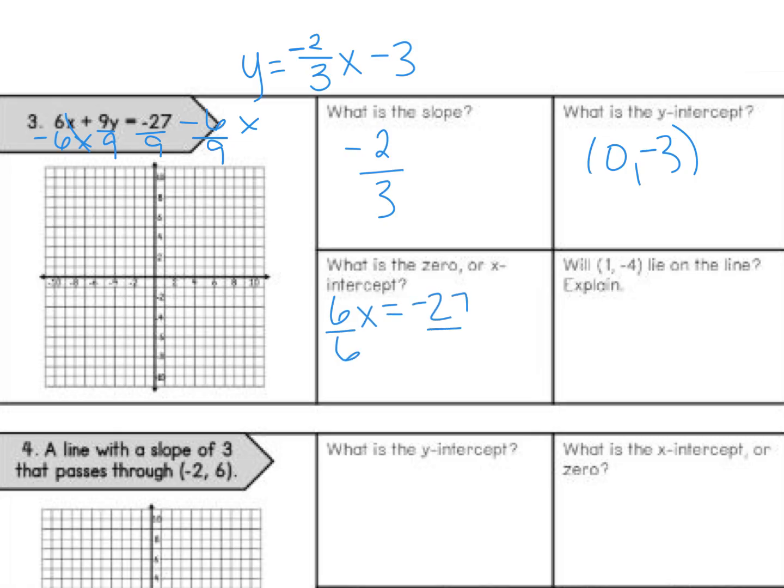Now, this is a fraction. What does it simplify to? 1. 3 goes into both of those. -9 over 2.